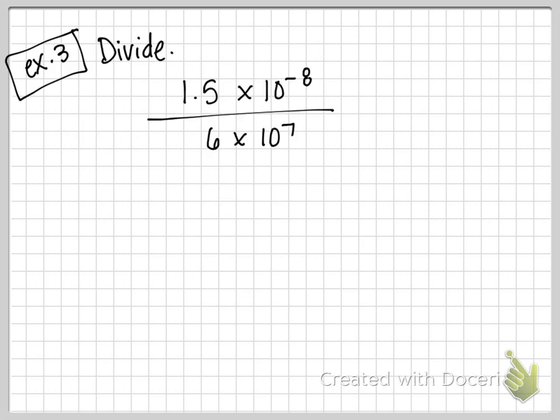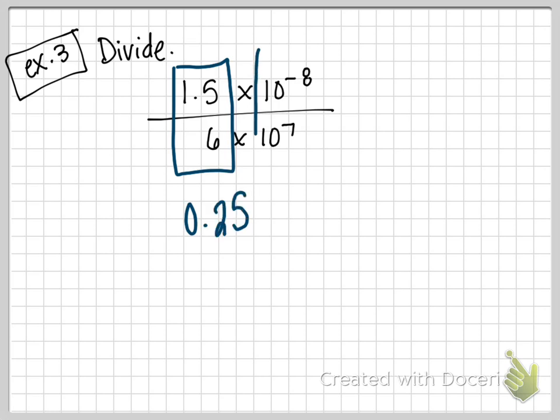Written vertically. Okay, yes. So do you do all the stuff on top and bottom, and then do you subtract the exponents from each other because it's going to be divided? So what I would do is this. Divide 1.5 divided by 6. So divide the factors. So 1.5, let's see, divided by 6 is 0.25.